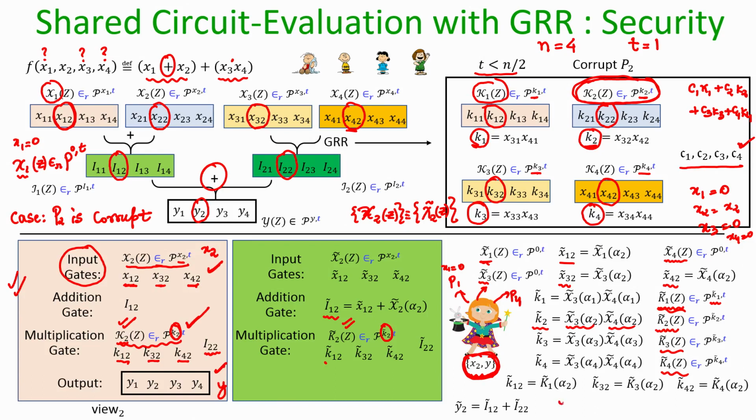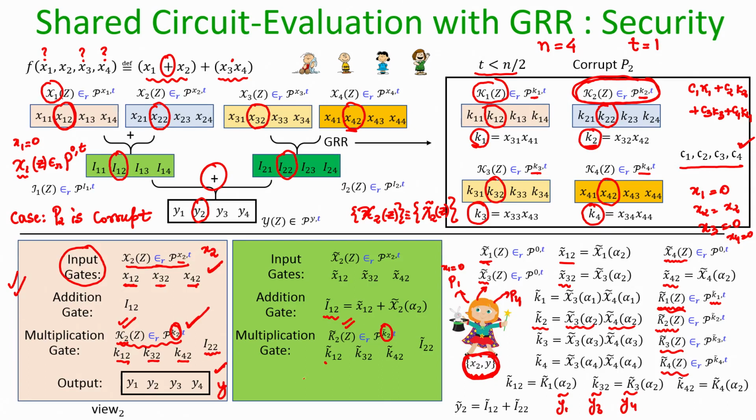That means, if I consider the simulated y1 share, y3 share, y4 share, together they will lie on a t degree polynomial, whose constant term may not be the y which view 2 has. So y is also a part of view 2, because that is the function output. The simulator has to produce a vector of y shares which should interpolate to the actual function output y, and those simulated shares should lie on a t degree polynomial. Then only we can say that overall the simulated view is identical to the real view 2.